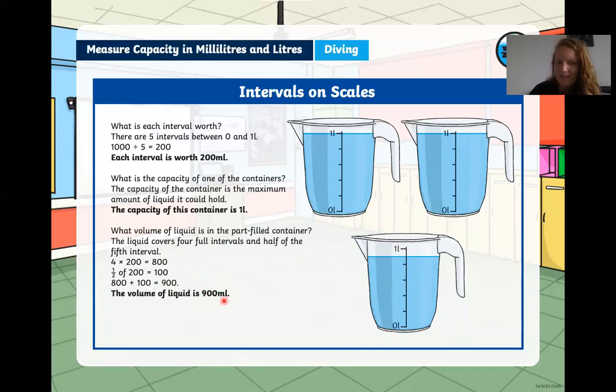What would that be in centiliters? Can you figure it out? And what is the total volume of the liquid? Well, we have 2 of these that are full, so that would be 2 liters and then 900 milliliters.